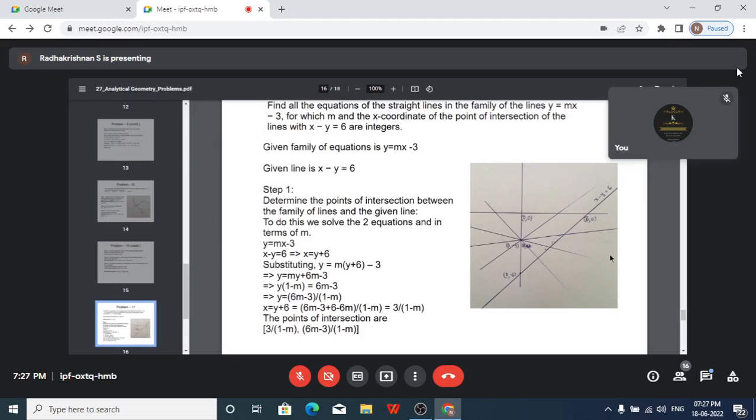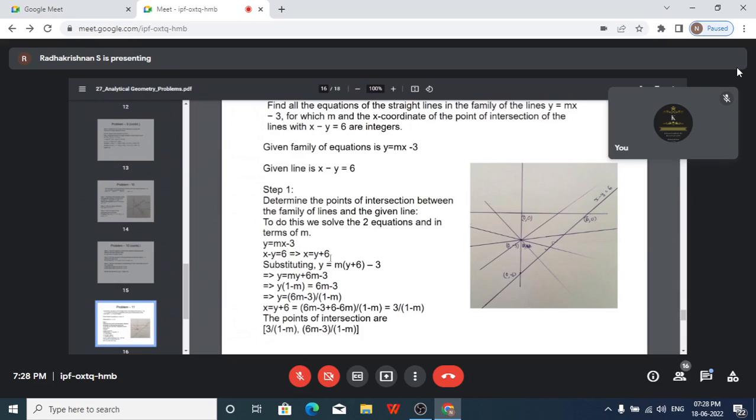So now what are they asking? There are infinite lines, right? The line x minus y equal to 6 meets many lines in this family. But we have to shortlist only those lines in which m is an integer and the x coordinate is also an integer. That is the problem. So we determine the points of intersection between the family of lines and the given line. We have the equation of the family and the equation of the given line. Using both, we can solve the two equations and get x and y in terms of m.